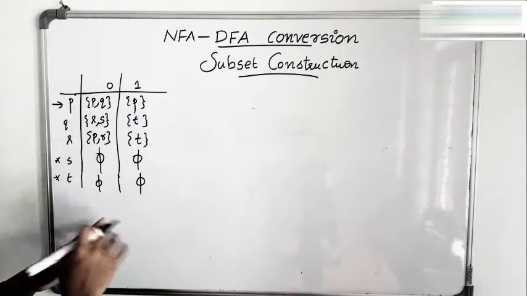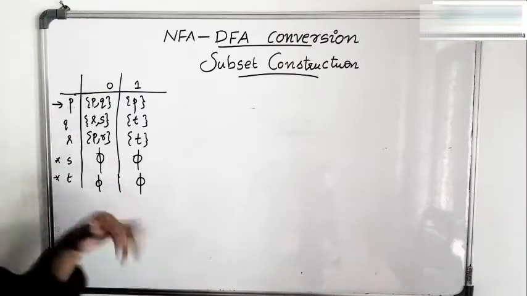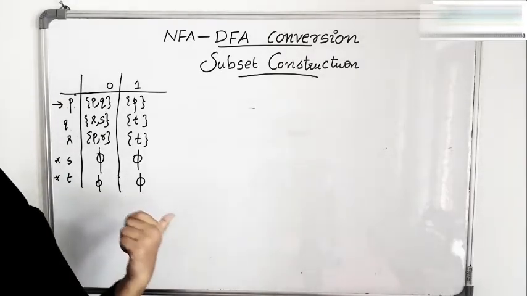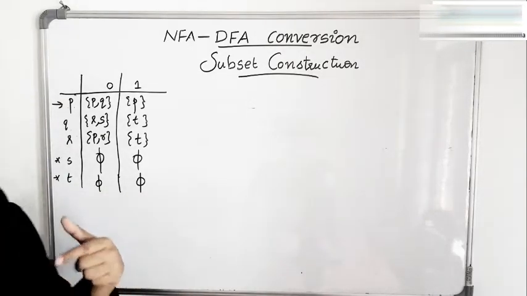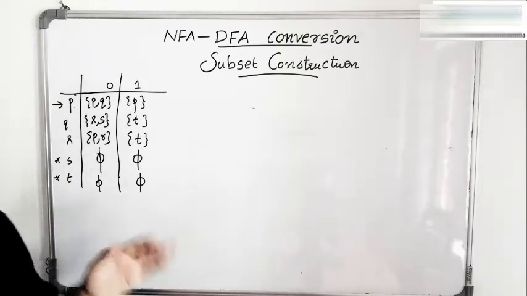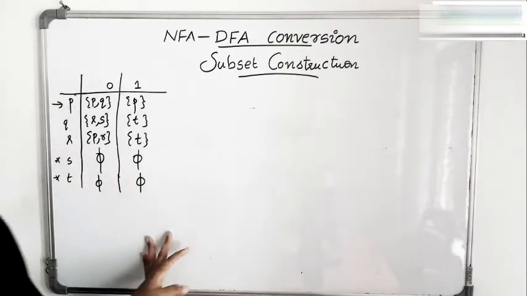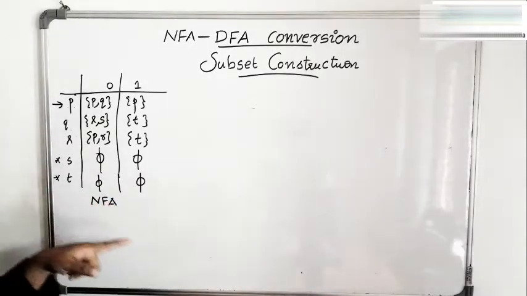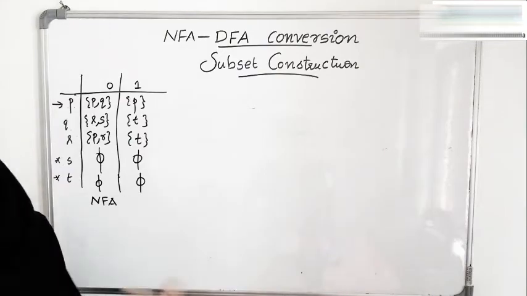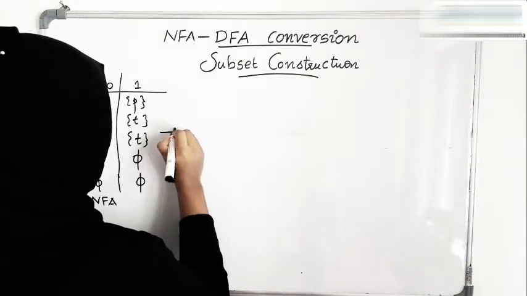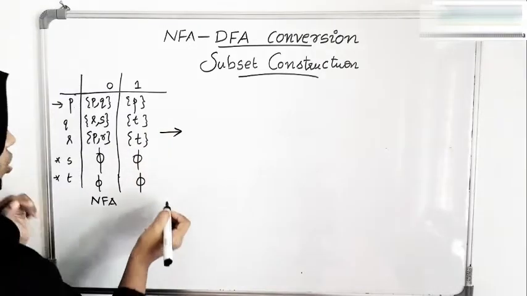Don't be wondered by the question given, that is, instead of the transition diagram, you are simply given the transition table. If you are comfortable with the transition table, you can use it directly. Otherwise, you can convert this transition table into a transition diagram, and then continue with that. Okay, so we will do that.